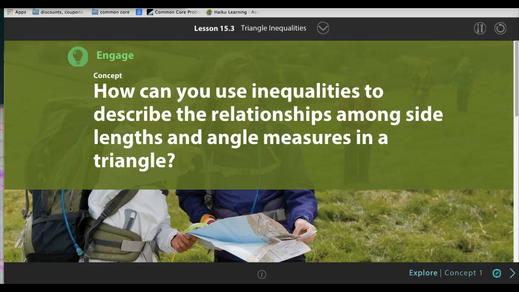Okay, let's go ahead and start off with our essential question. How can you use inequalities to describe the relationships among side lengths and angle measures in a triangle? Okay, good.